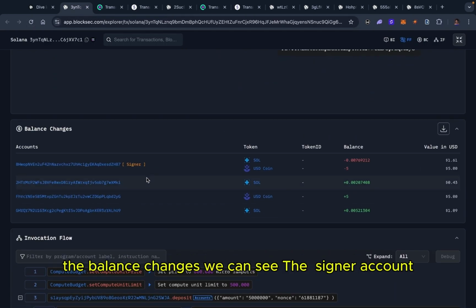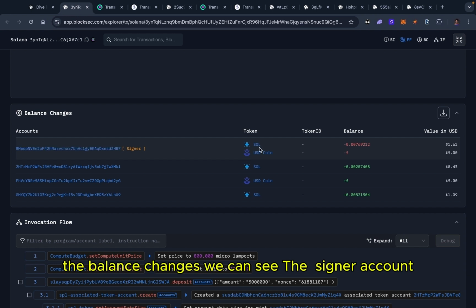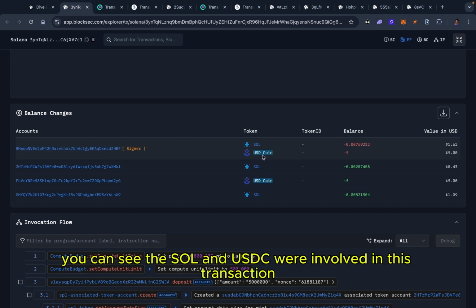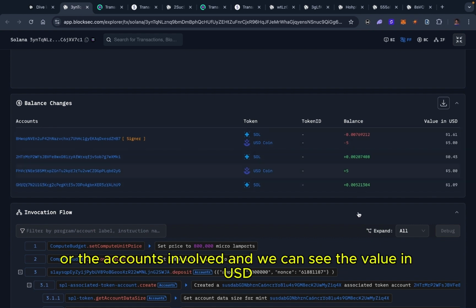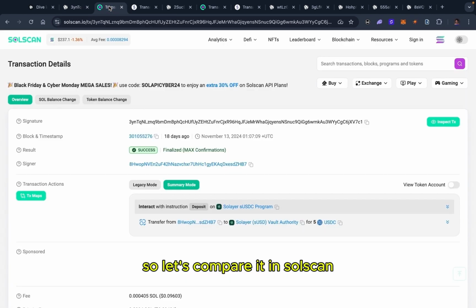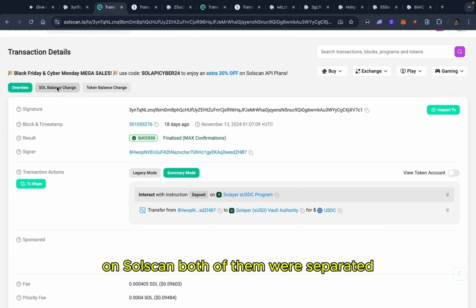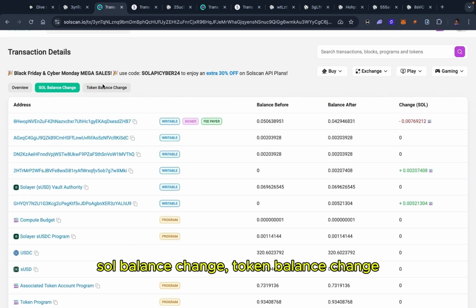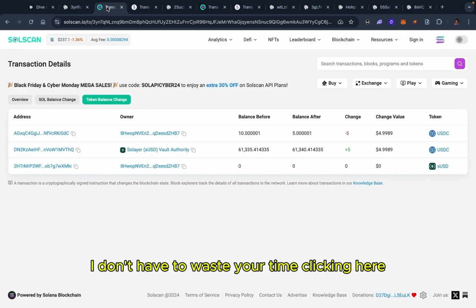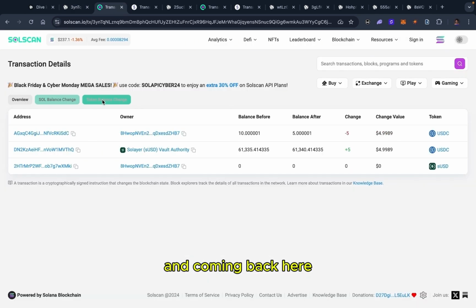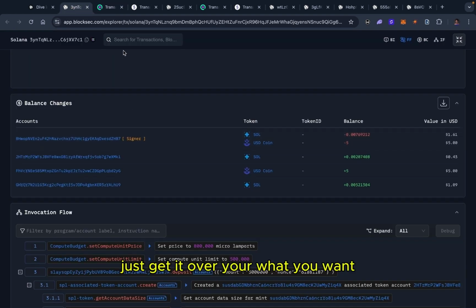Next, the balance changes. We can see the signer account. We can see that Sol and USDC was involved in this transaction. We can see the balance of the wallets or the accounts involved, and we can see the value in USD. So let's compare it in Solscan. In Solscan, see both of them, they were separated. Sol balance change, token balance change. But Phalcon gives us these two views in one section, and you don't have to waste your time clicking here and coming back here. You just get the overview of what you want in a single section.